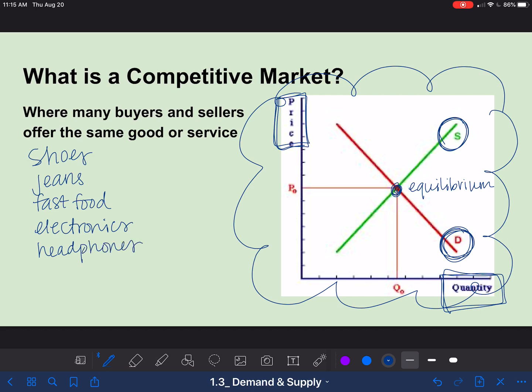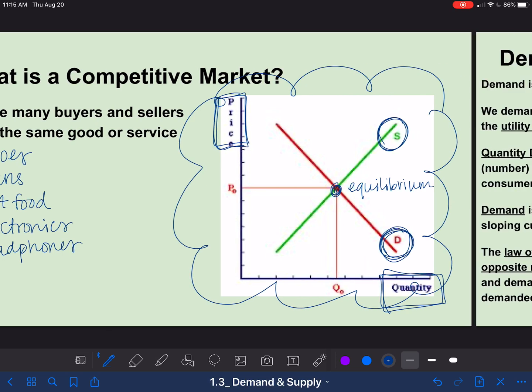So pretty much everything that you buy is part of a competitive market. There are many buyers, so there's many people that want to purchase that product, and there are many sellers that are offering that exact same product as well.